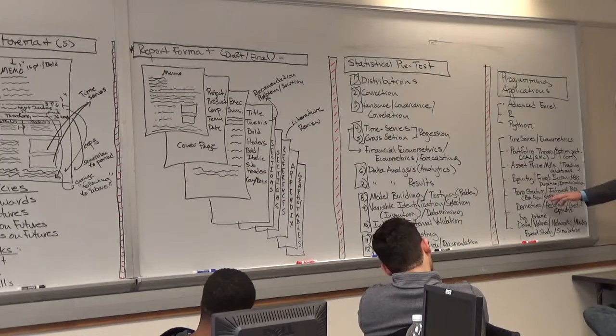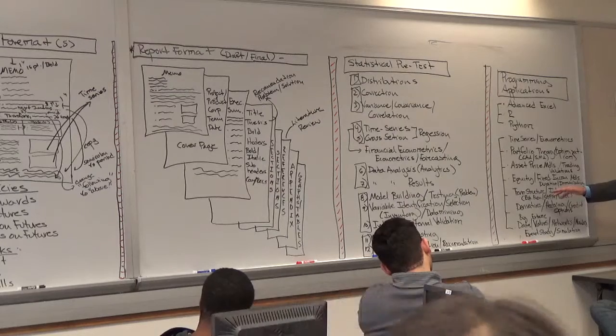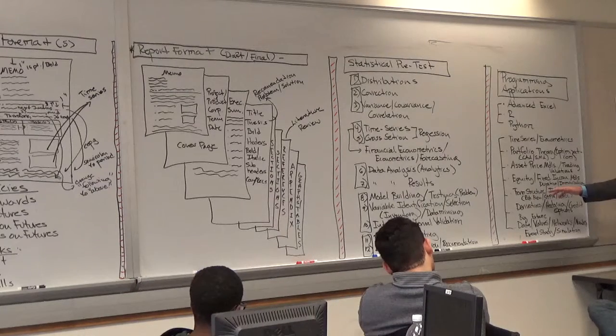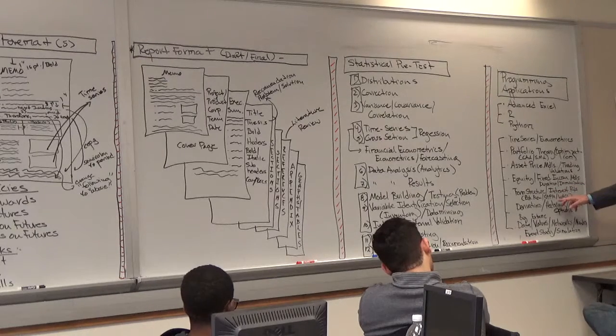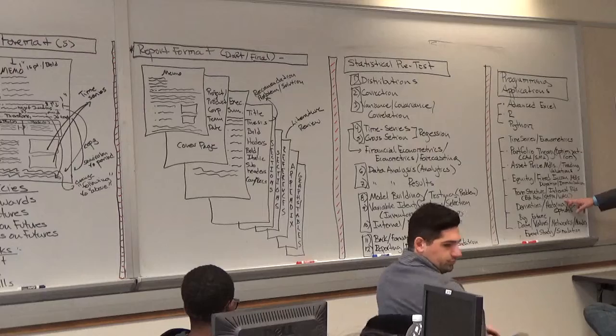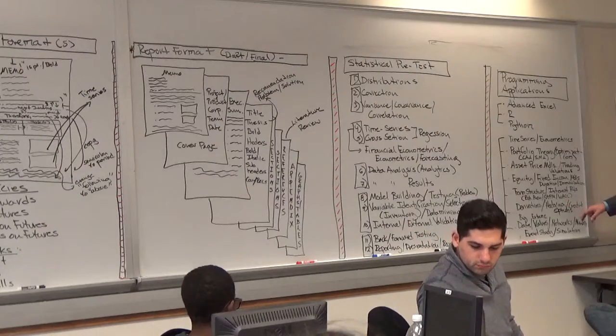Risk premiums, how do you measure them? How do you build a discount rate? That's a big deal for a lot of companies, is what is the discount rate and how do you build it? You got to decompose it and figure out what it is and how it's built. And those need to be programmed too. Capital asset pricing model, we'll go over that, and the weighted average cost of capital.